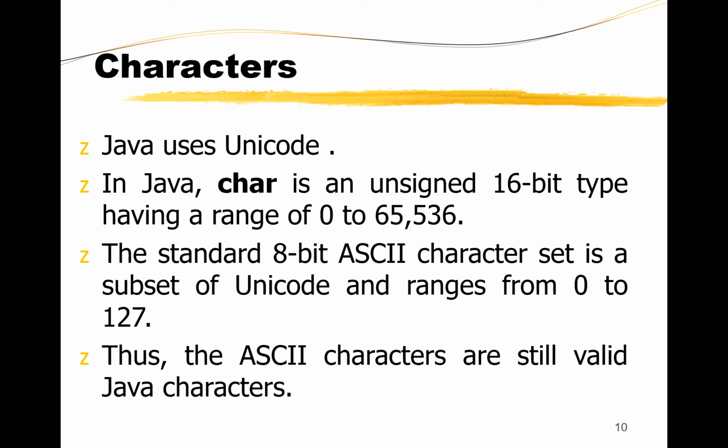That's why Sinhala, Tamil, and other languages were introduced. Previously we had ASCII code only, and ASCII can range only from 0 to 127. You can also say Unicode is an extended version of ASCII, because the ASCII characters are still valid Java characters.